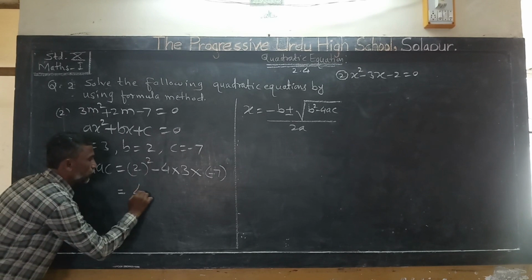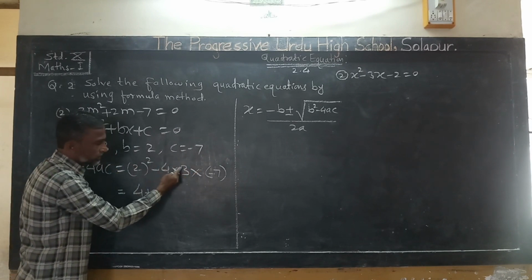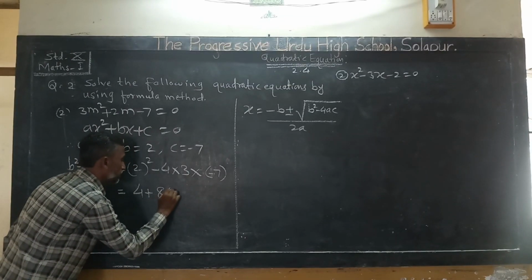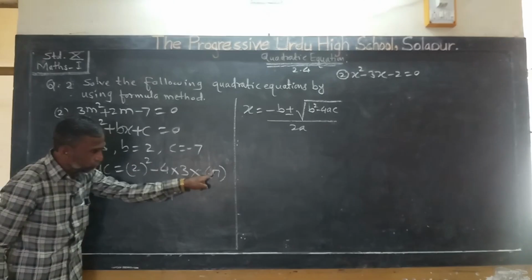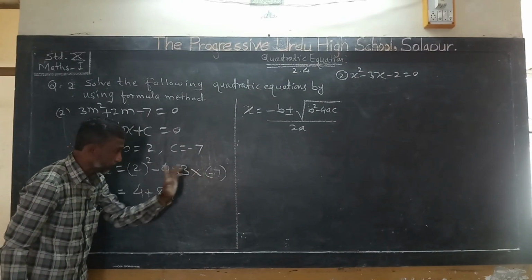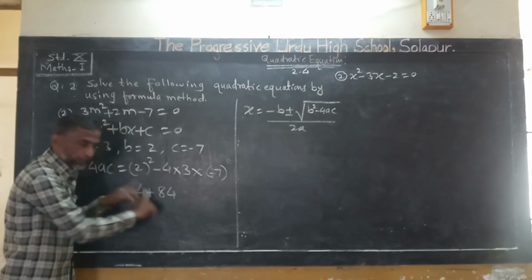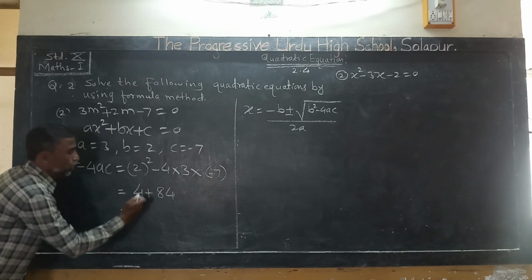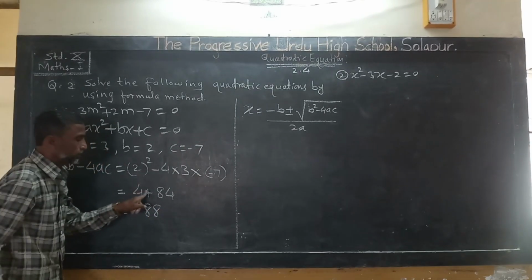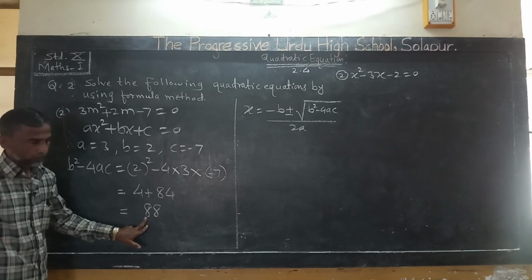Square of 2 is 4, minus into minus is plus, 4 into 3 into 7, 4 3s are 12, 12 7s are 84. Minus into minus is plus. Now 4 plus 84 is 88. This is the value of b square minus 4ac.